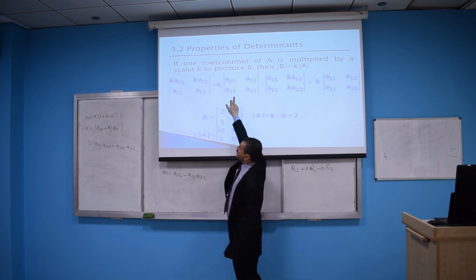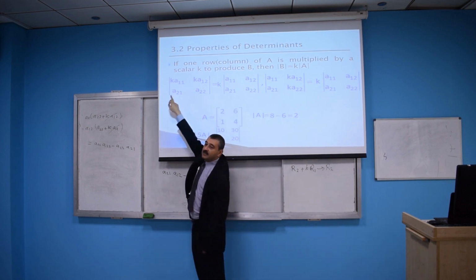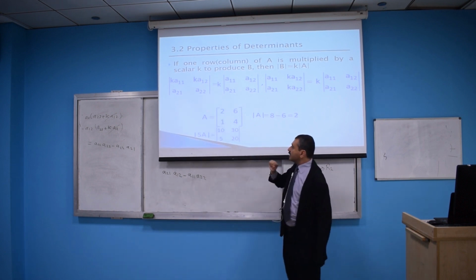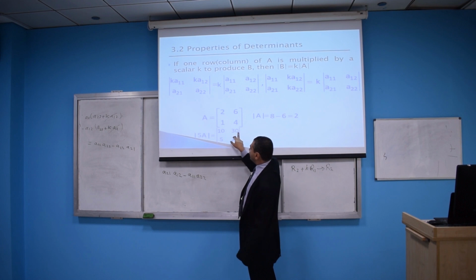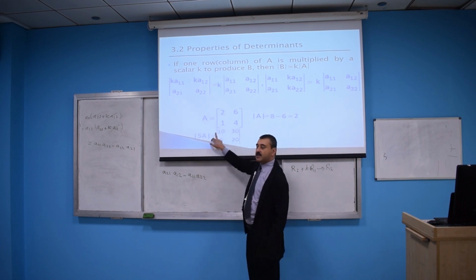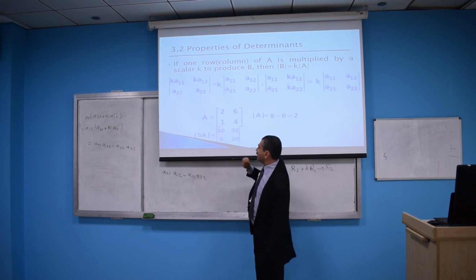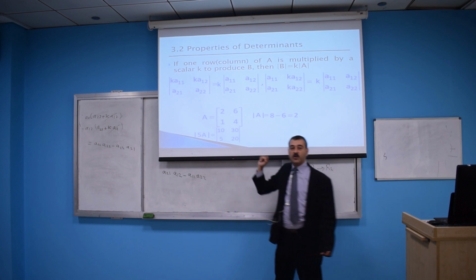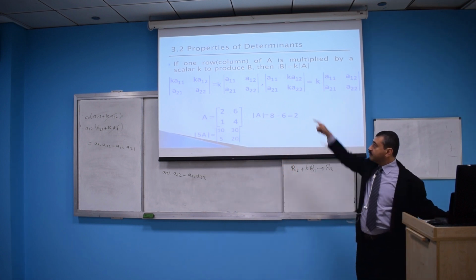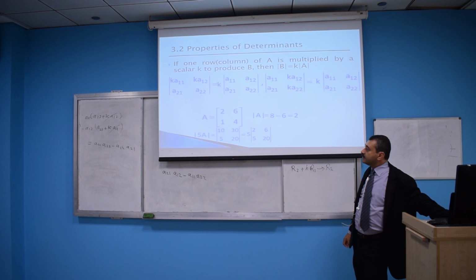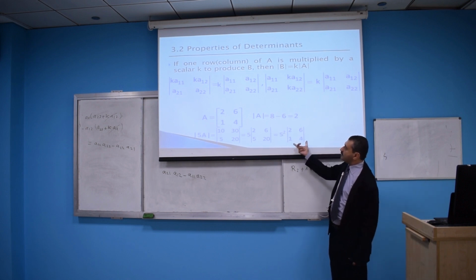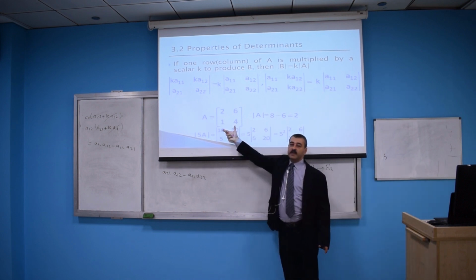Try to use this property. This property says that you can take k outside a row to write this formula. So for this example, you can take 5 common from the first row to get 2 and 6, and take 5 again from the second row to get 1 and 4. So you take 5 from each row by applying the above property. So we'll get 5 squared times the determinant of A.